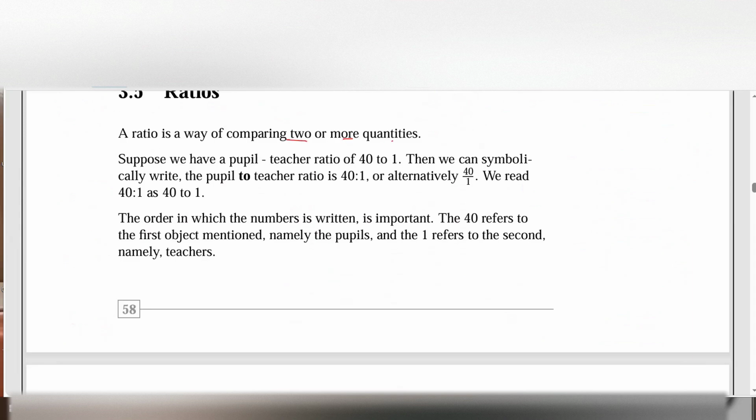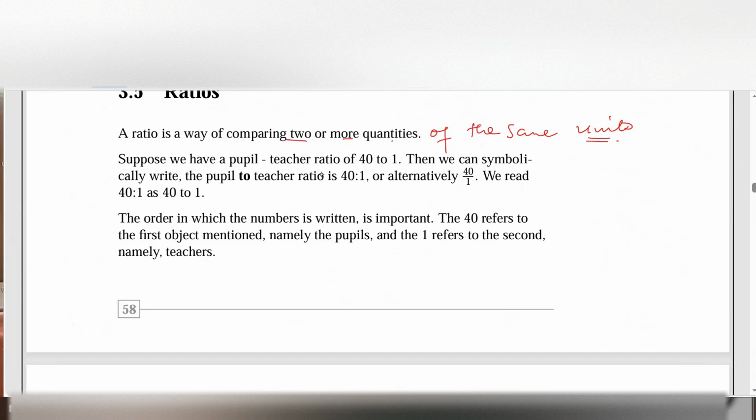Okay, but there is a condition that is missing: quantities of the same units. In other words, the units have to be the same for you to do the comparison. So suppose we have a pupil-teacher ratio of 40:1. Teacher-pupil, those are human beings, so the unit is the same.